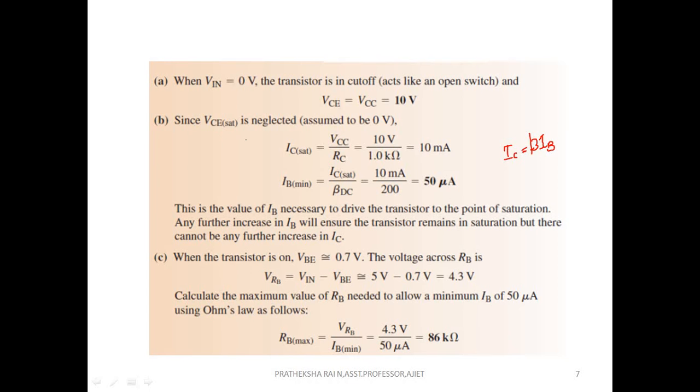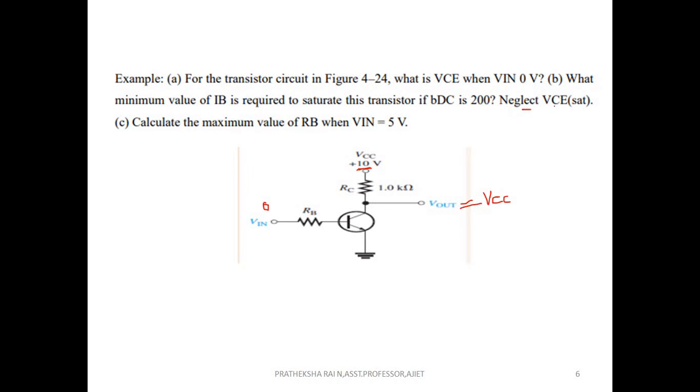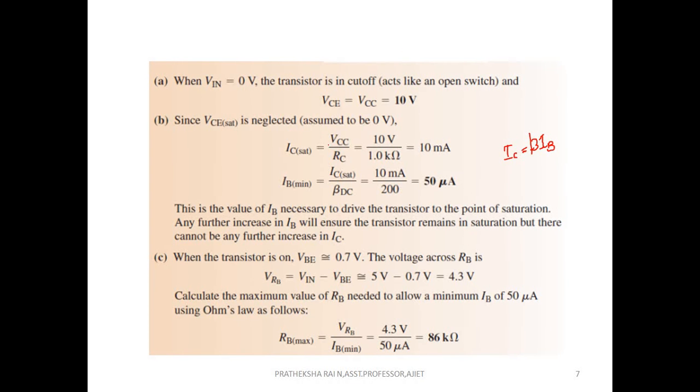It is given in the question to neglect VCE. So from that we can write IC is equal to VCC divided by RC. That is Ohm's law. VCC is 10 volts and RC is 1.0 kilo ohm. So IC saturation I will get as 10 milliampere.